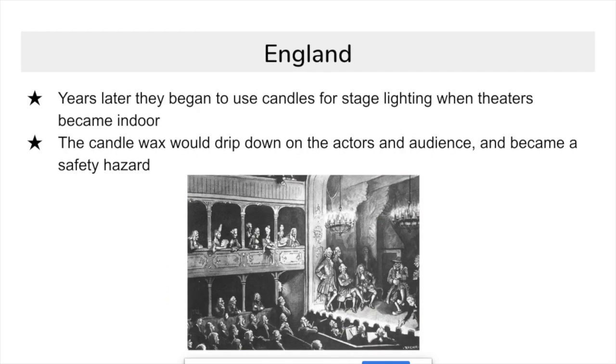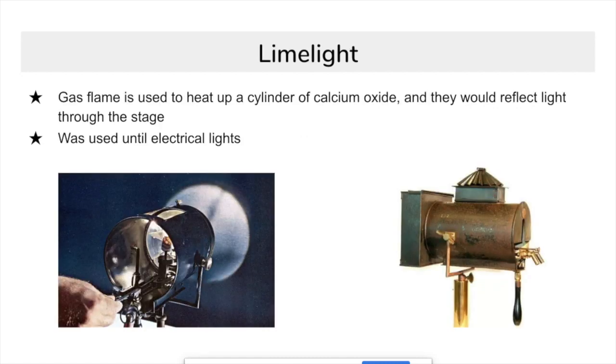In England and in Europe, but this was mostly in England, they used candles for stage lighting when theaters became indoor, and they used that to light up the stage, but the candle wax would drip on the actors and the audience, and it became a safety hazard, so they had to stop doing that. But at the time, it really worked to focus the light on stage and make the audience darker. And then limelight was used, which is a gas flame used to heat up a cylinder of calcium oxide, and it would reflect light through the stage. And this method was used until electricity was used in the theaters.